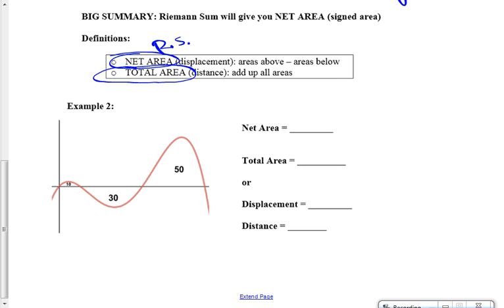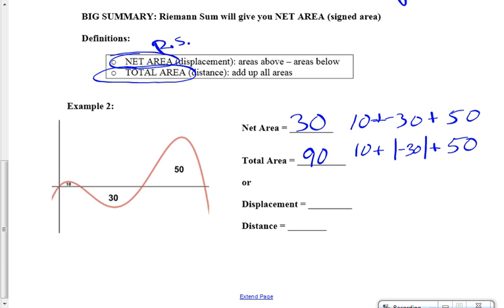So in example 2 here, you have a 10 and a 30 and a 50. What's the net area under this curve? Because the Riemann sum would give you positive 10 plus negative 30 plus positive 50, right? What's the total area? Total area is bigger than that. Total area is 10 plus the absolute value of negative 30 plus 50, which would give you a total area of 90. Okay?